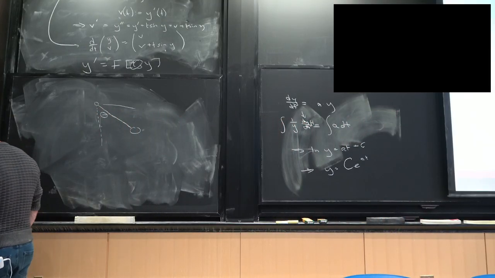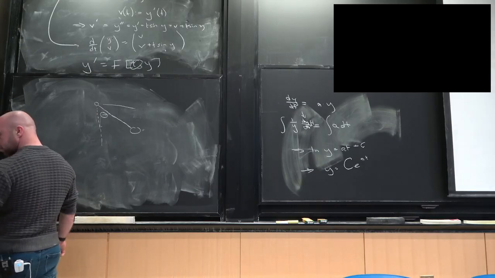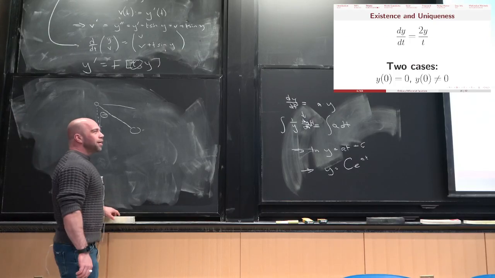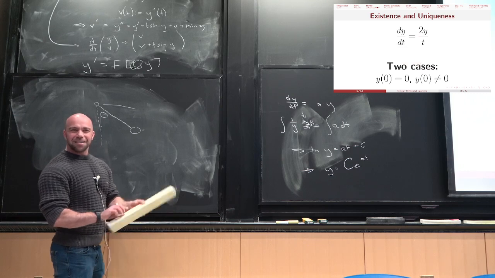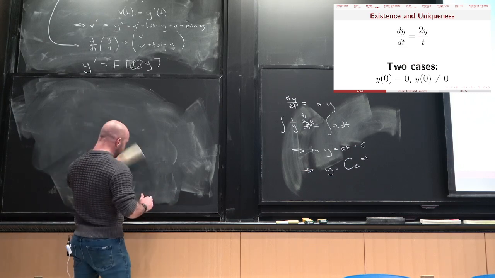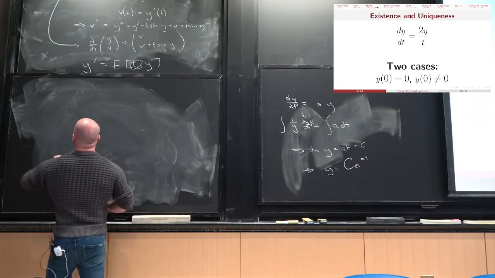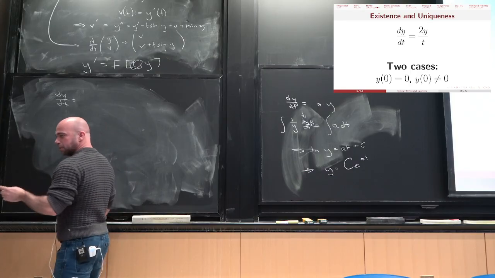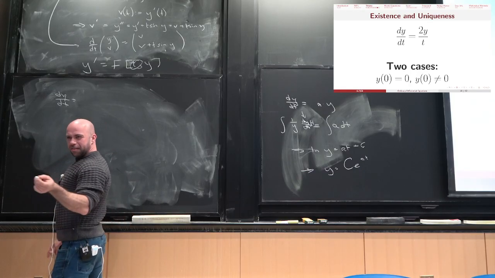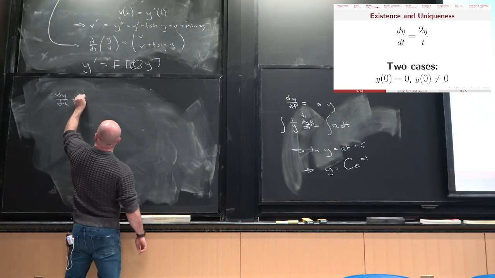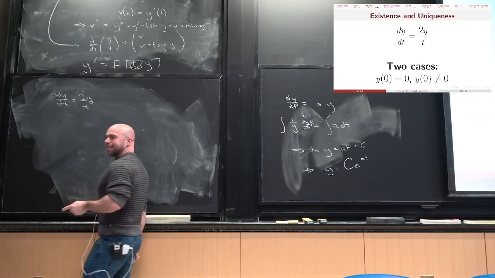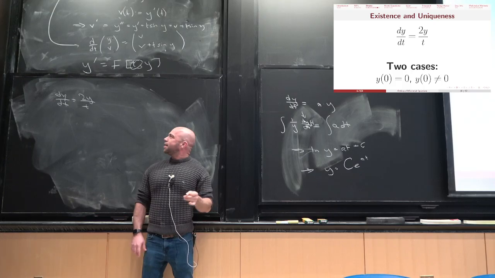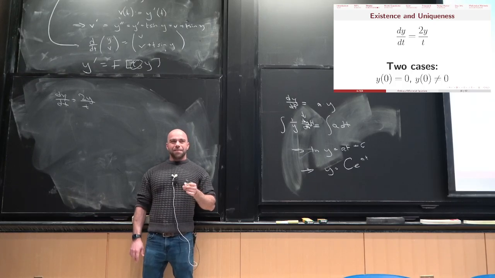So for fun, I thought we would just work through an example together because we're friends. And that example is dy dt is equal to, I was doing this in my notes yesterday and I don't know why there's a 2 there, but whatever. The 2 is just to make it a little spicy. dy dt is equal to 2y divided by t.